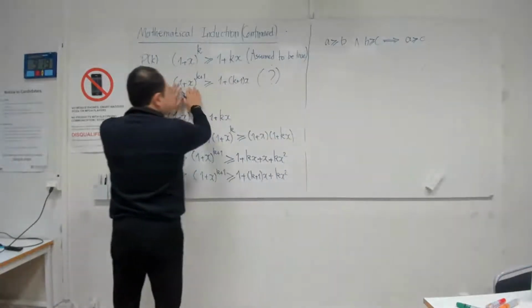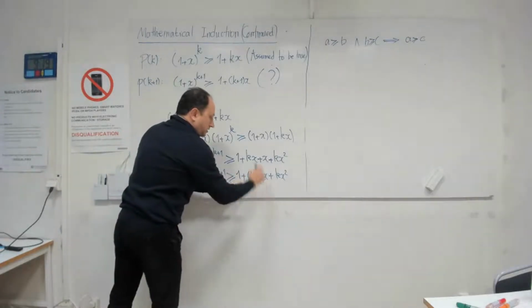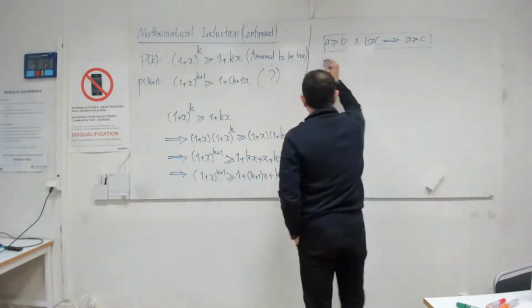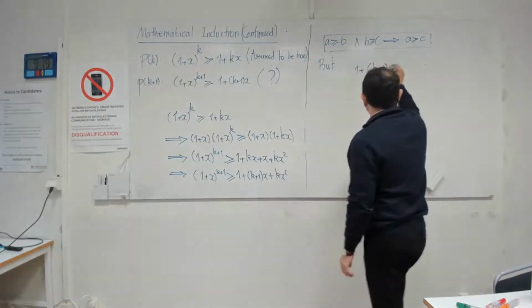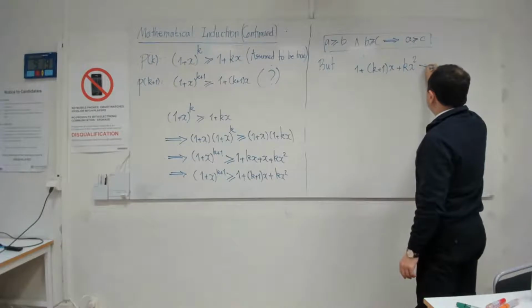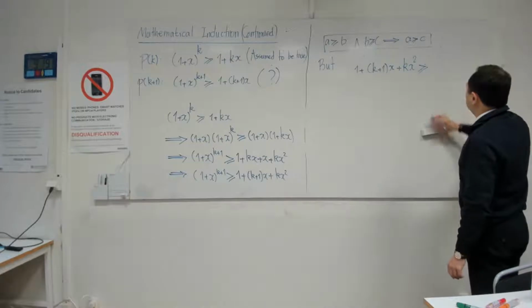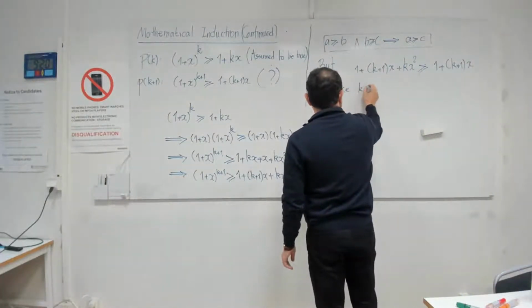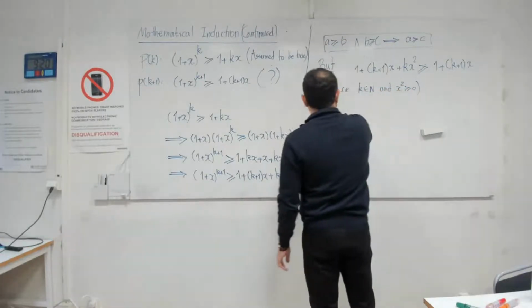I'm supposed to show that this is greater than this, but I succeeded to show that this one is greater than this. So then I would write this. So let me put this in a box here. So then I would say that, but 1 plus k plus 1 times x plus kx squared is greater than or equal to 1 plus, yes, since k is a natural number and x squared is non-negative. If you want, that is the reason.